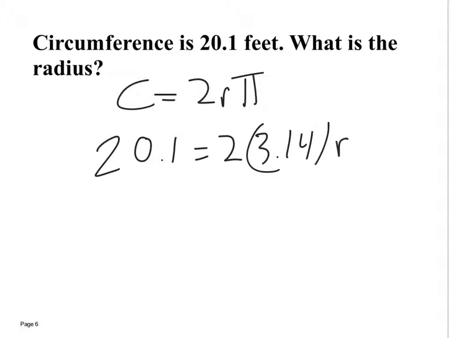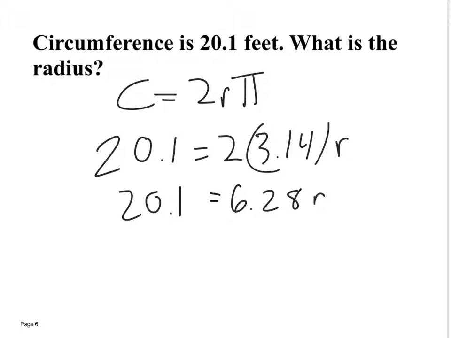And then I times by the radius. So I just flipped it, but it doesn't change anything. And I did that because I'm going to have to work this out before I can solve for r. So I take 2 times 3.4. I get 6.28 r, which is equal to 20.1. Then I do what?